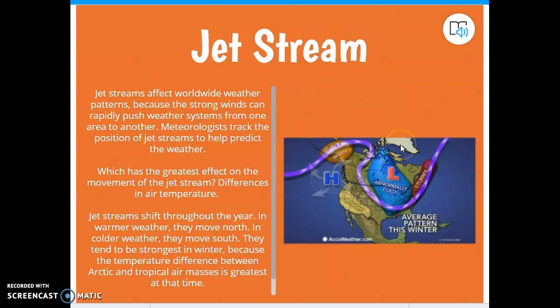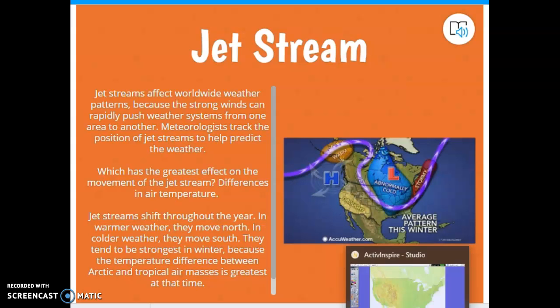It wouldn't be as drastic, and your high pressure is coming down from that cold air that's going to be pushing down. They do shift throughout the year. Honestly, I'd say they move daily. Jet streams pretty much are moving all the time. They snake around. They're always in a different position. In colder weather, they typically move a little bit more south.